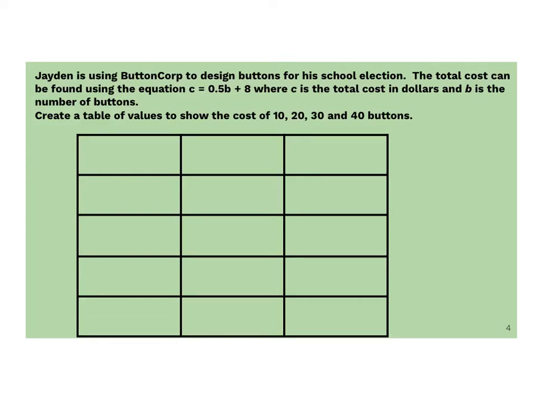Okay, so we're picking up where we left off with relations. Remember, a relation is a group of ordered pairs, but we're focusing on being able to show them in a table and then a graph. So we're always going to start by annotating because these are word problems.